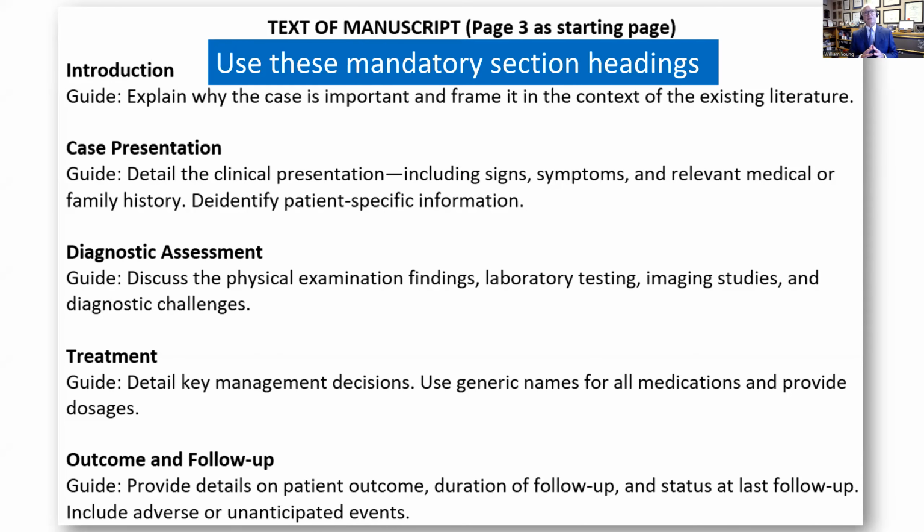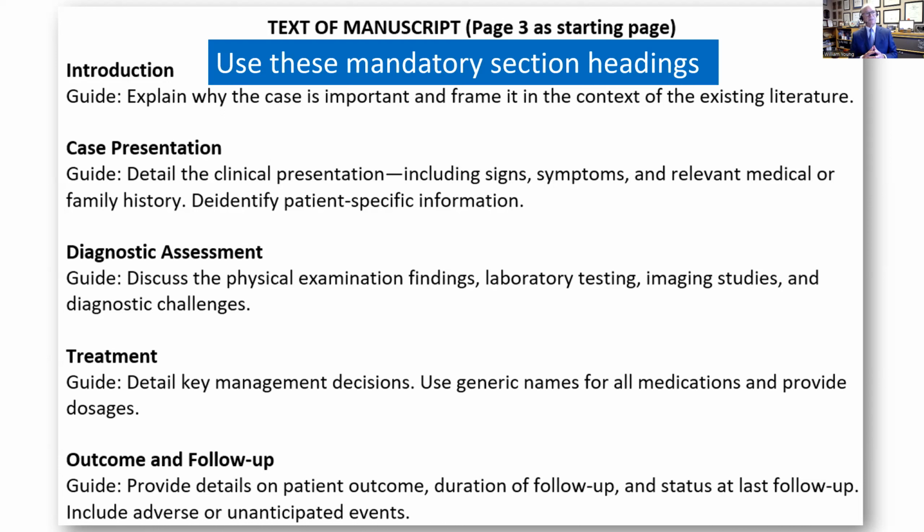You need to use these mandatory section headings. The first section heading is Introduction. Explain why the case is important and frame it in the context of existing literature. Next section heading, Case Presentation. Detail the clinical presentation, including signs, symptoms, and relevant medical or family history, and again, de-identify patient-specific information. If the patient was a policeman, you should not include that unless it's critical to the understanding of the case or the medical condition.